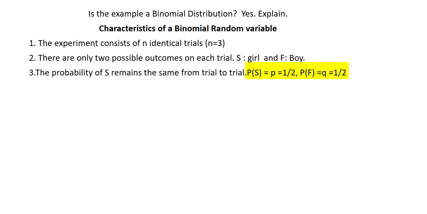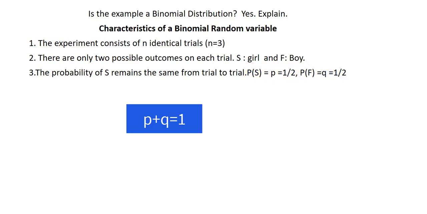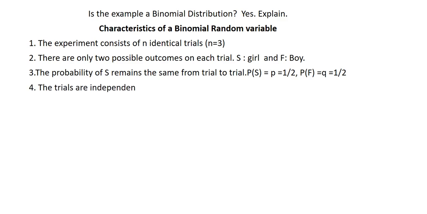The third property or characteristic is that the probability of S must remain the same from trial to trial. For example, if I call my success in this case girl and failure boy, the probability of having a girl must be 1/2 every time they try. And the probability of having a boy, which is q in this case, must also be 1/2. Please keep in mind that p plus q must always be equal to 1. The fourth characteristic is that the trials are independent. We know that every time they try to have a child, it's independent of what happened before. So in this case, the trials are independent.